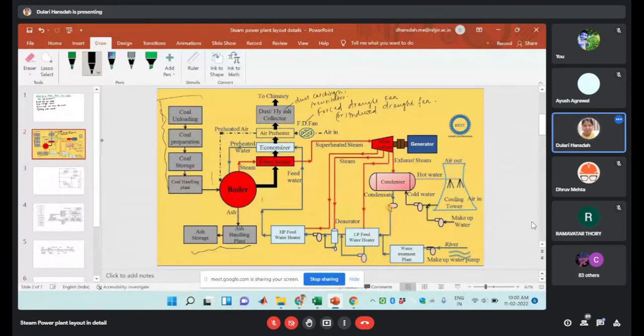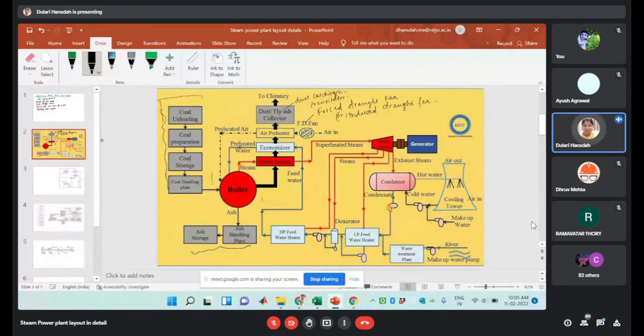Okay, with the desired pressure and desired temperature, so that the amount of fuel required to generate the steam will be reduced. Likewise, your plant efficiency will increase. Okay, so this is all about your steam and feed water circuit, the red and blue circuit lines.